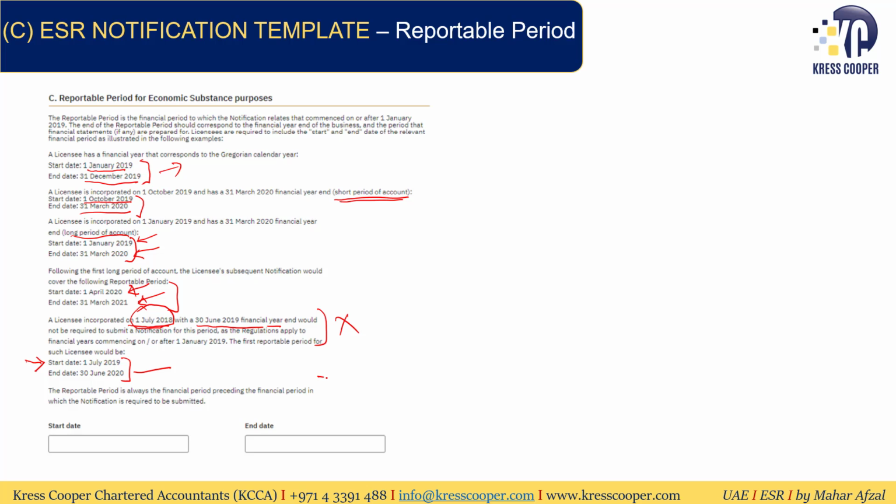In summary, they have mentioned the reporting period is always the financial period preceding the financial period in which the notification is required to be submitted. We need to mention the start date of the relevant financial year, and we need to mention the end date of the relevant financial year for which the notification is being submitted.